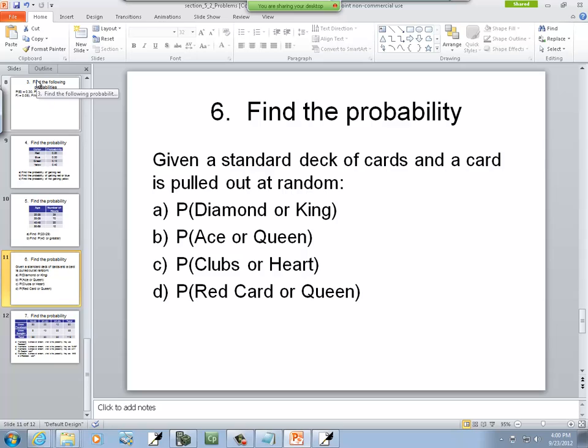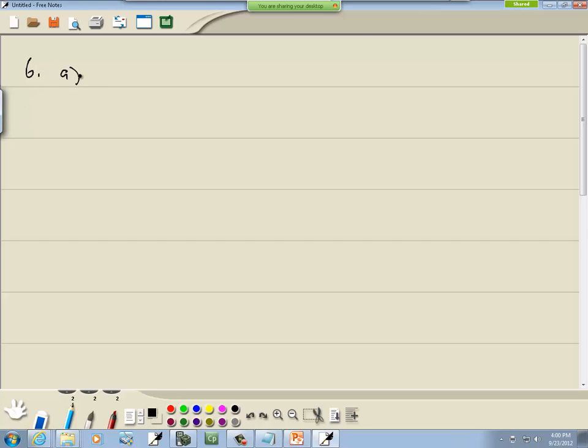Given a standard deck of cards, a card is pulled out at random, and all of them have an equal chance of being chosen. A: What is the probability that we get a diamond or a king? Well, or is always plus. There are 52 cards and 13 diamonds. For the king part, there are 52 cards.